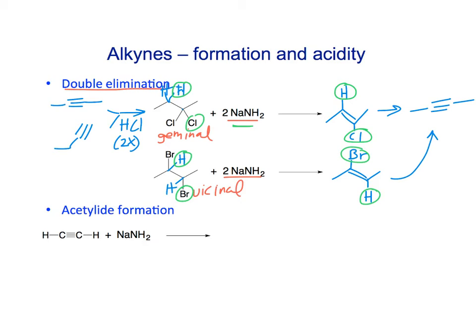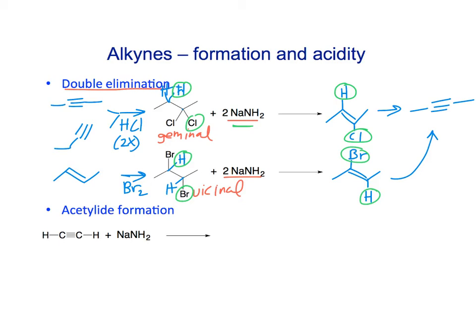In the bottom case, what would we make this vicinal dibromide from? And we would make it from an alkene by adding bromine, Br2. So in this case, we're converting an alkene to an alkyne, and that might be useful as well.